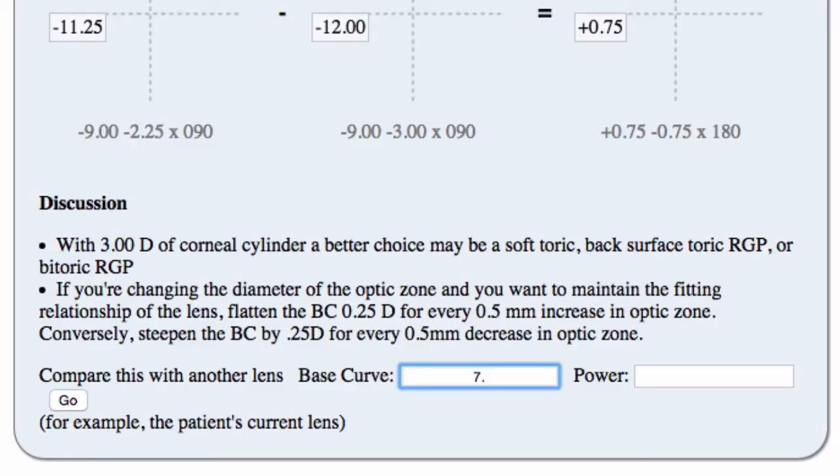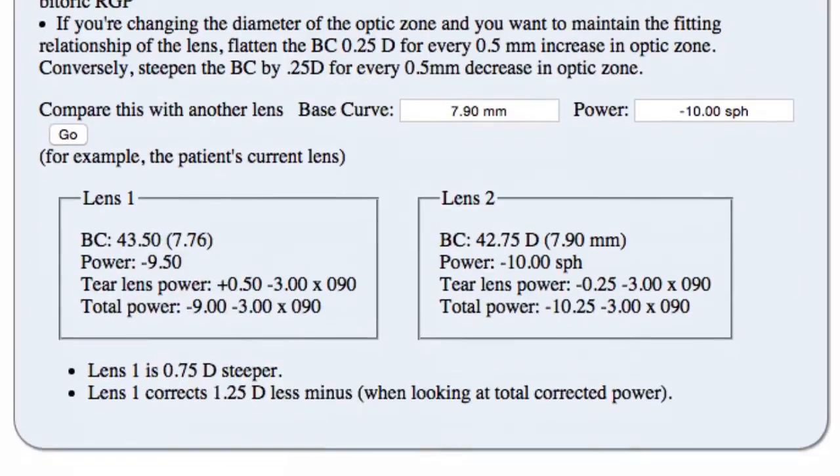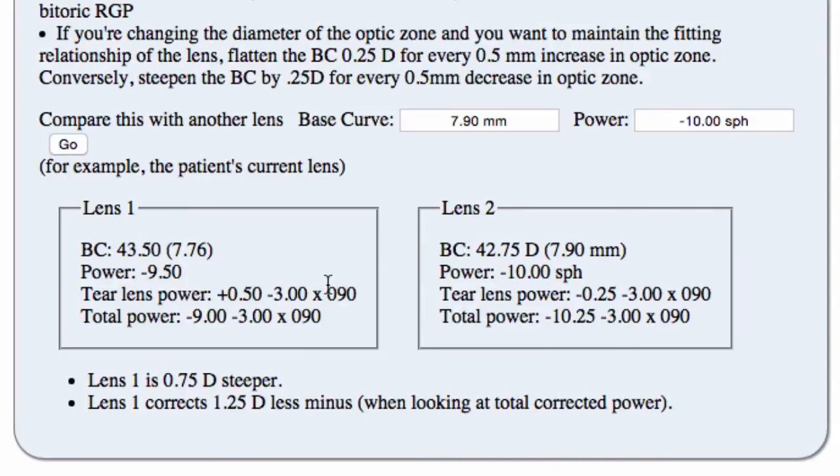So let's say this patient had a 7.9 base curve lens in the past, and it was a -10. I want to know, how does that compare to what I just calculated? So if I type those two numbers in and hit go, it will give me a direct comparison. It tells you that the calculated lens 1 is steeper, and if you take into account the tear lens power, lens 1 is correcting a diopter and a quarter less minus.